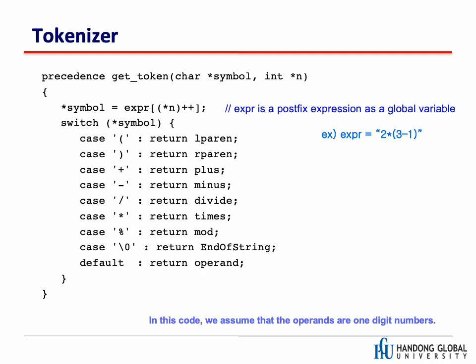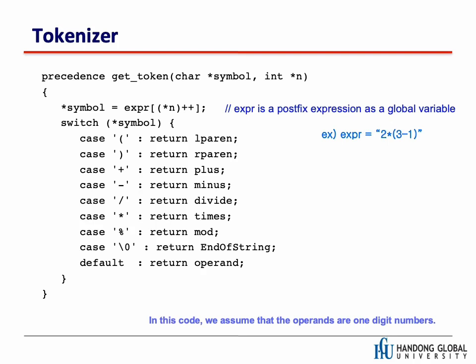Depending on the value of the symbol, we return left parenthesis, right parenthesis, plus, minus, divide, times, mod, end of string, and operand. Okay, so let's see these cases first. Since we are talking about postfix expressions, we don't have left and right parentheses. We can have plus, minus, slash, star, and modular. Whenever the character is one of these, we return plus, minus, divide, times, mod.